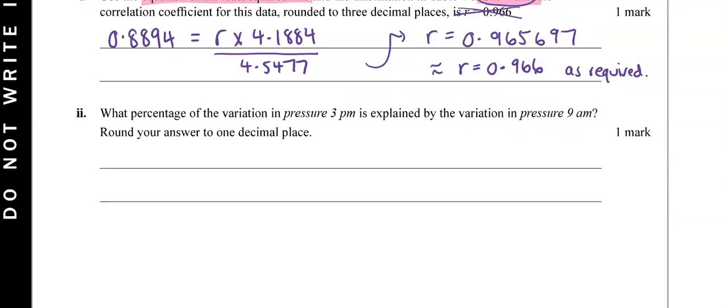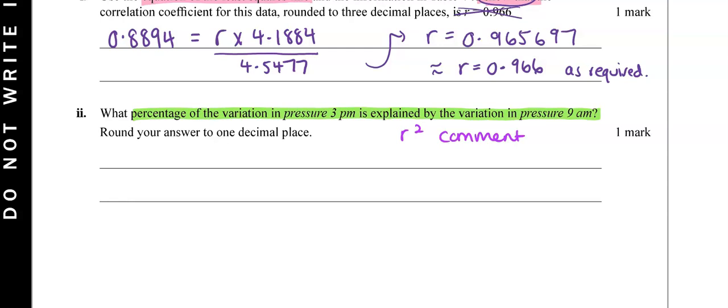Final part of our question here. What percentage of the variation in pressure at 3 p.m. is explained by the variation in pressure at 9 a.m.? Round your answer to 1 decimal place. Now, hopefully, this sentence structure, percentage of the variation is explained by the variation, those words sound a little bit familiar. They form the template for our R squared comment, so our comment or our interpretation of our coefficient of determination.